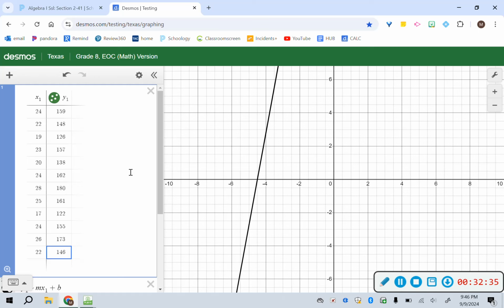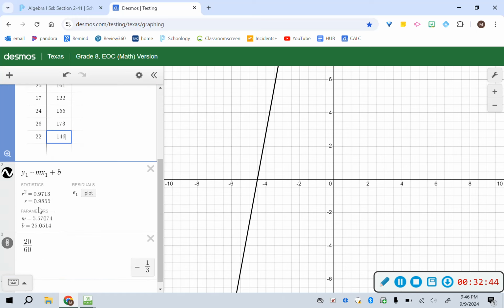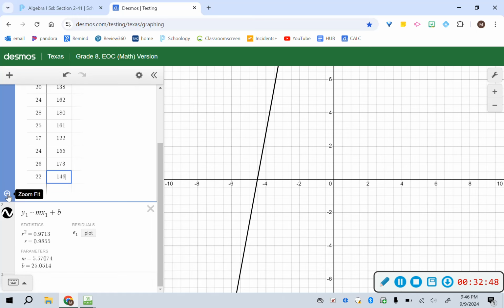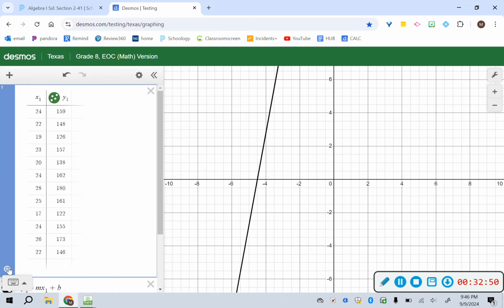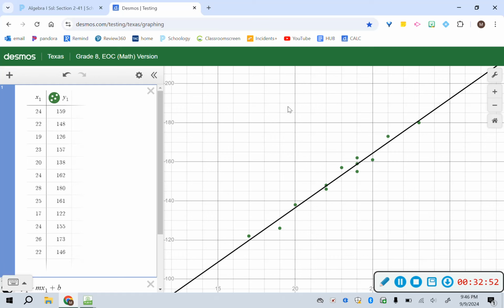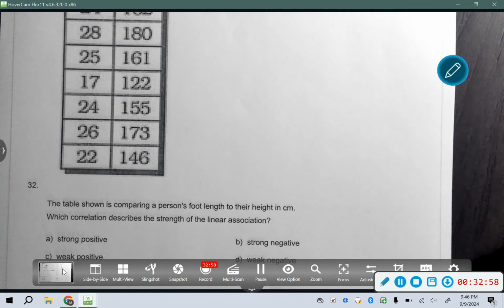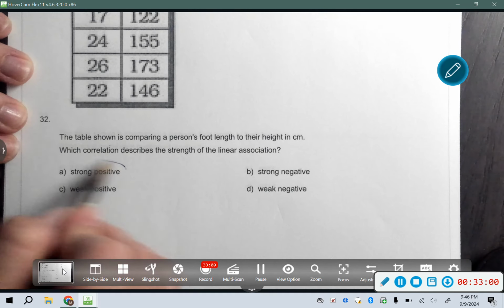And so it asks me, the table shown is comparing a person's foot length to their height in centimeters. Which correlation? So we need to see this, which I already have typed in, so I don't have to retype it, but I need to hit this zoom fit. So when I click that, here we go. So I see that this is strong and it's positive. It's going up from left to right. So this is strong positive.